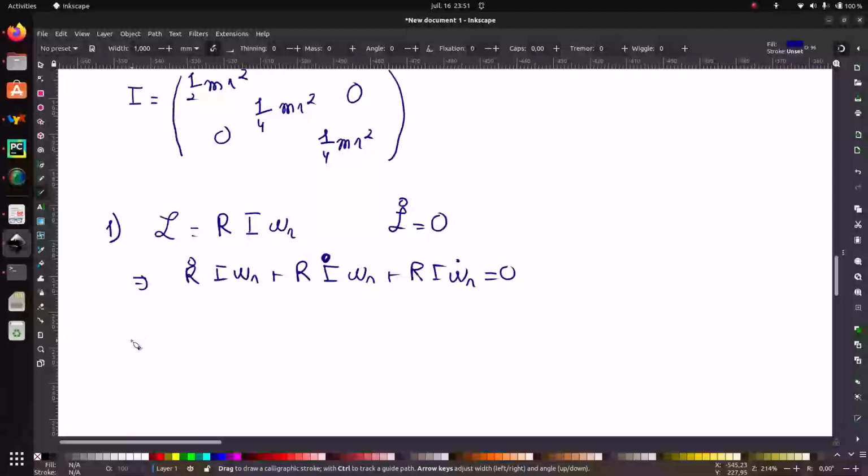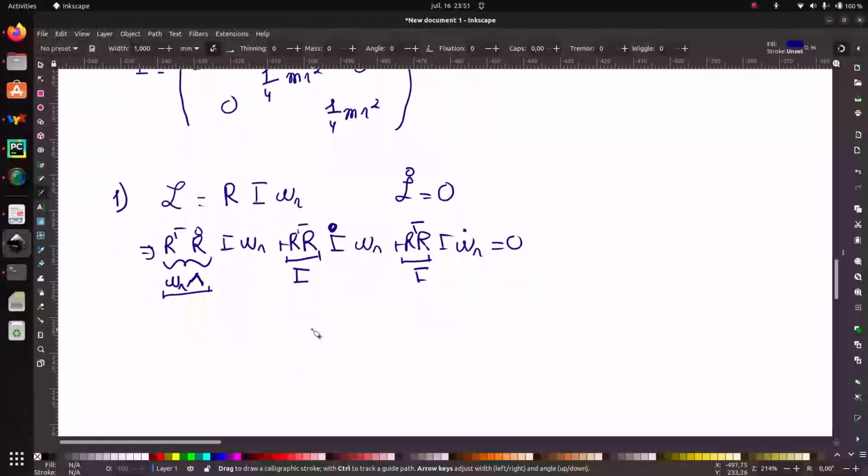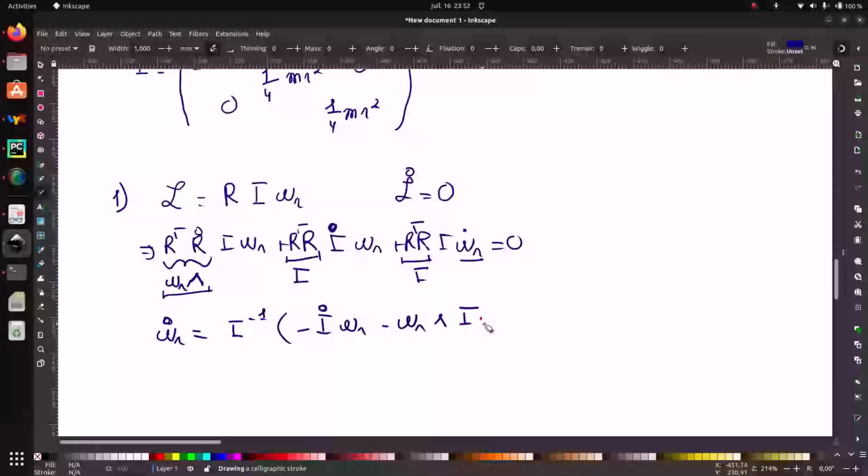As a consequence, if I multiply everywhere by R transpose, this will be equal to the identity because it is a rotation matrix. This one is equal also to the identity, and this one will correspond to omega r, this matrix. So this is a matrix, it is an operator which has the vector products, this forms a matrix. So as a consequence, if I isolate omega r dot, I obtain I minus 1 multiplied by the derivative of I omega r minus omega r vector product I omega r.